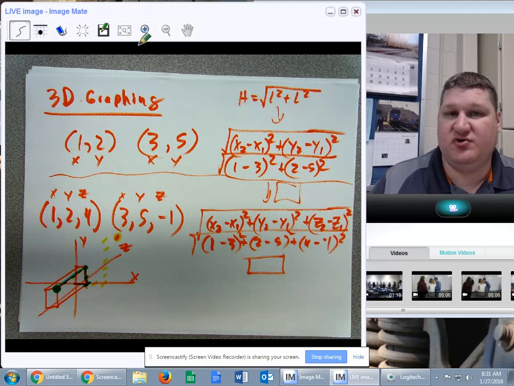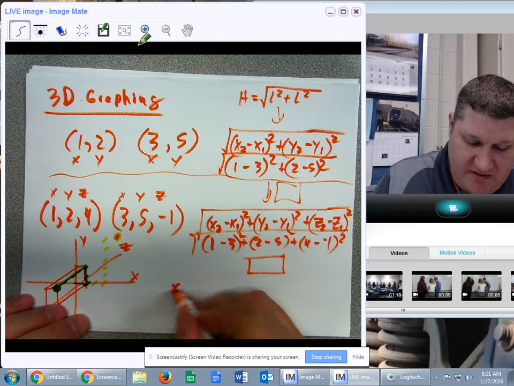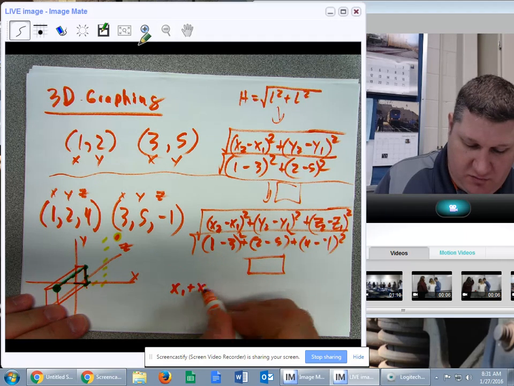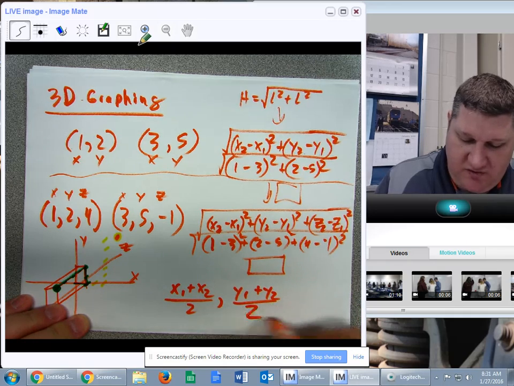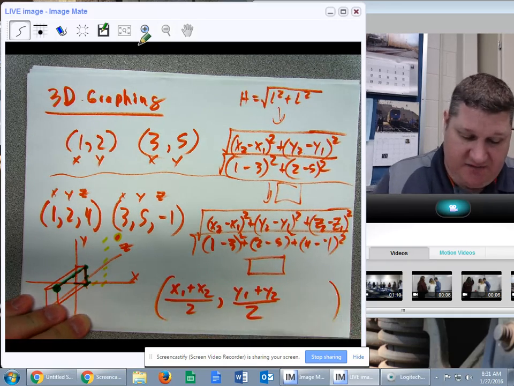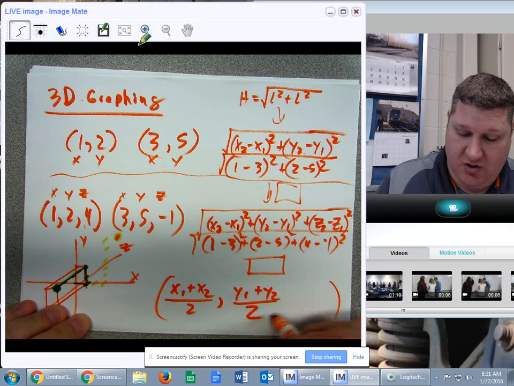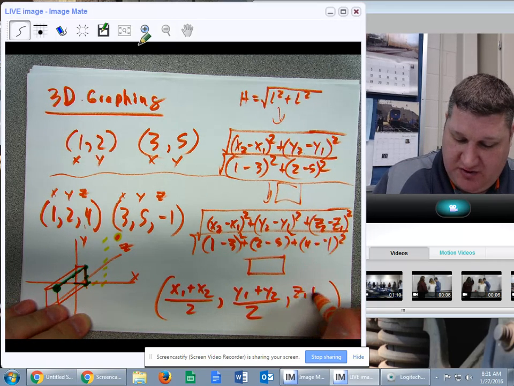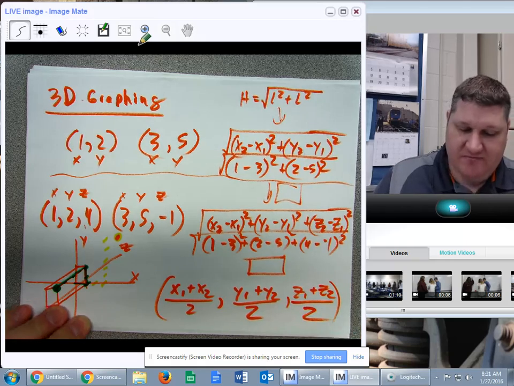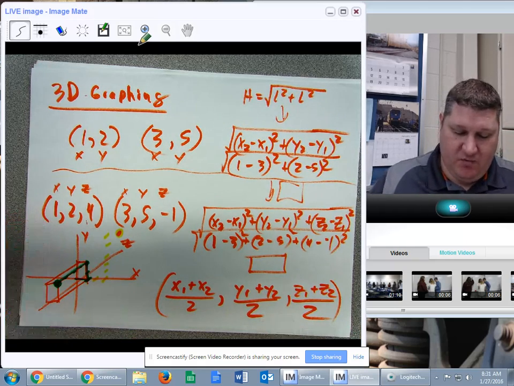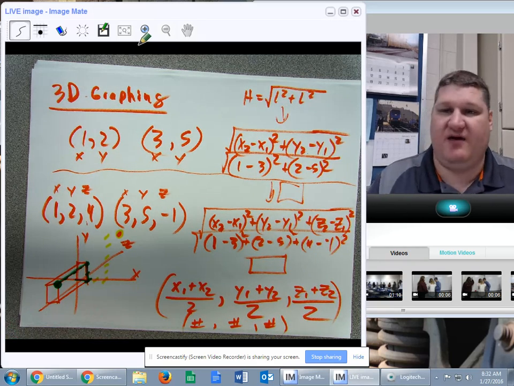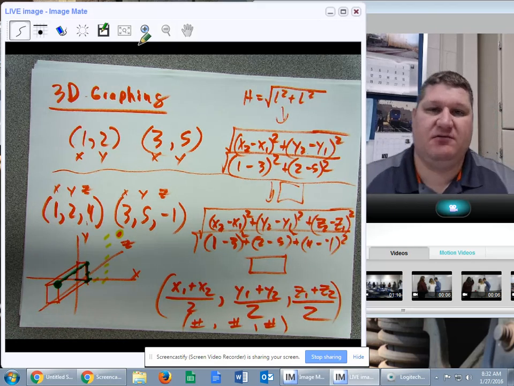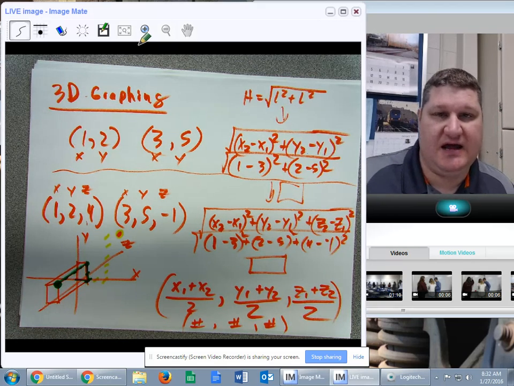Now, we could also do a midpoint. Midpoint is normally x1 plus x2 all over 2, comma, y1 plus y2 all over 2. But for 3 dimensions, it has to have 3 parts, so we're going to go comma z1 plus z2 all over 2. You can plug those points into here, work them out, and you'll have number, comma, number, comma, number, and that's your 3-dimensional point. It should be halfway. Okay, let's see what we can do with 3-dimensional distance and midpoint.